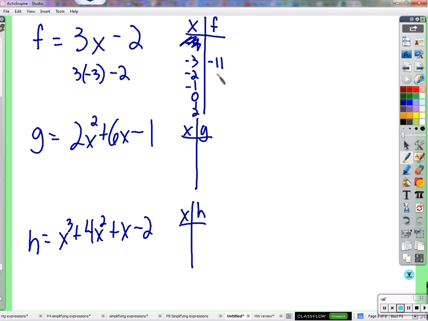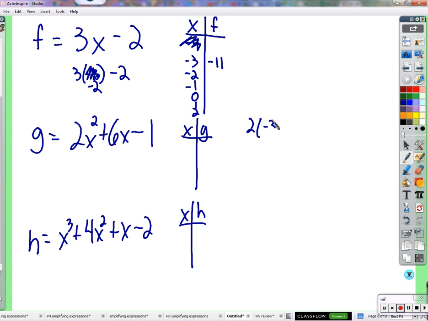Then we come along and do it again. We get rid of the negative 3. We do instead negative 2, and so on and so on. Then we do the same thing for this function and for this function. Does that make more sense? Yes. All right.